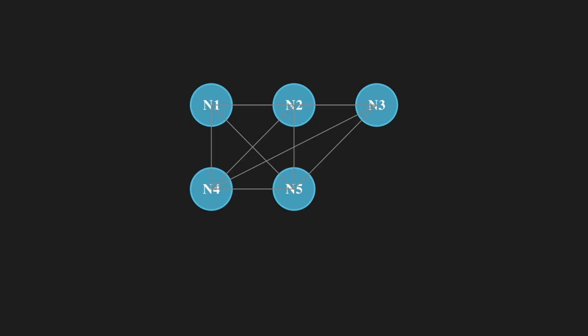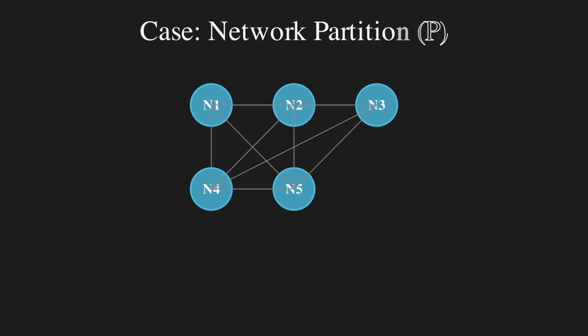Assume that something bad happened and the nodes are disconnected. That means it made two partitions, node 1 and node 2 in one, and node 3, node 4 and node 5 in another partition. Now, what if we choose consistency or availability?